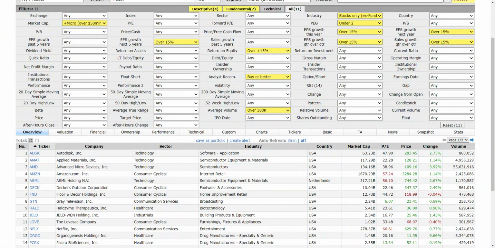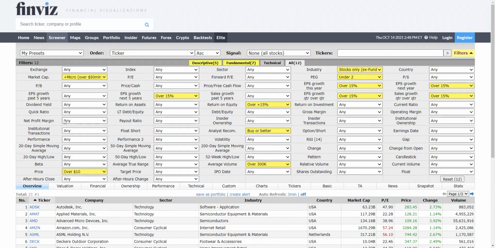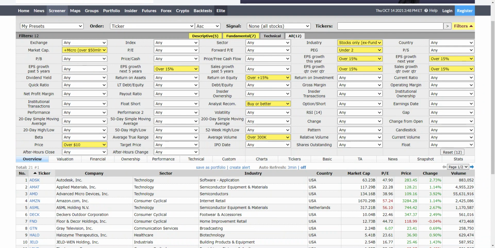After that, we're going to be using the price, and then some of the SMAs, or the simple moving averages. For the price, in this case, we want over 15 or over 10 dollars. So I will go over 10, just like that. And we're looking for stocks that are over $10. As you see, nothing has changed.